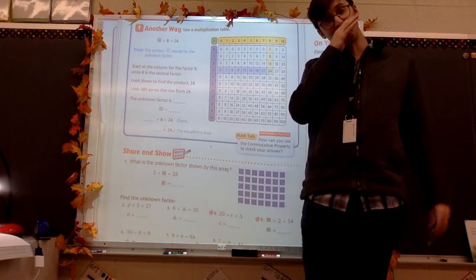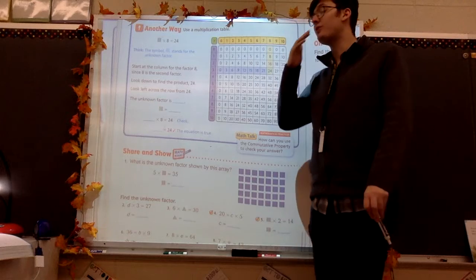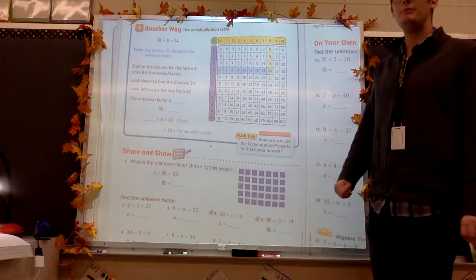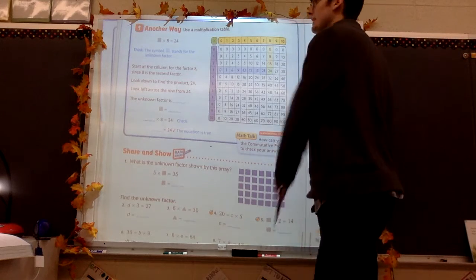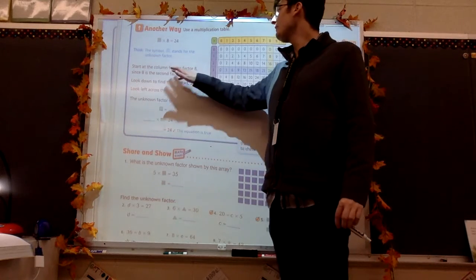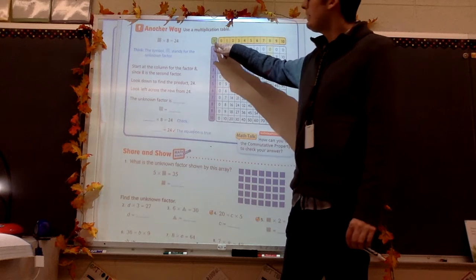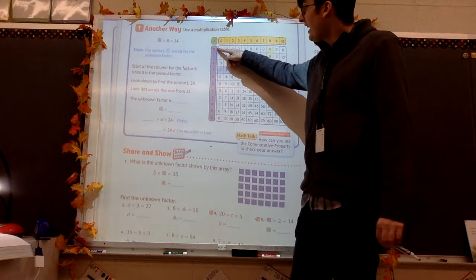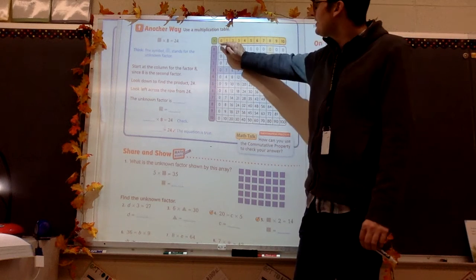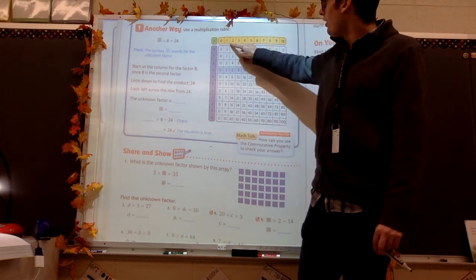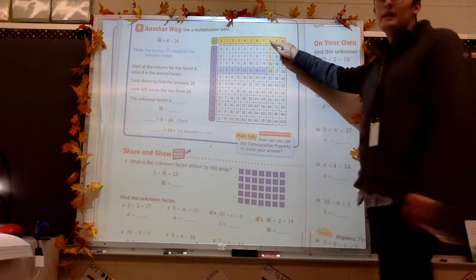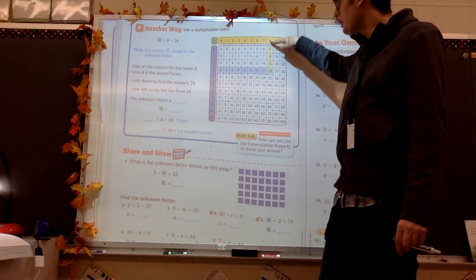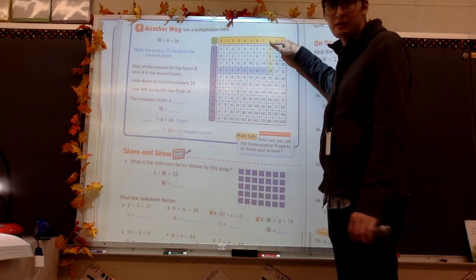Well, from the last problem, we know that 8 times 3 is 24. But we can use a table to help us with that, a multiplication table. So we start at the column for the factor of 8. Right here at the top, they have 0 through 10, and then on the side, they have 0 through 10. We need to start at the top here and move all the way to 8. As soon as we get to 8, we go down until we reach number 3, okay?